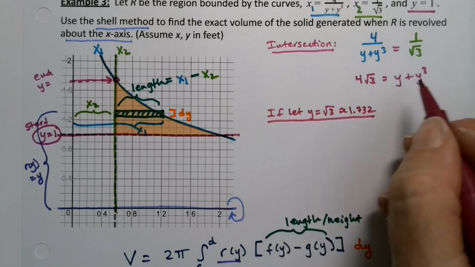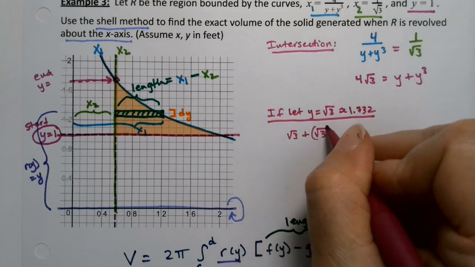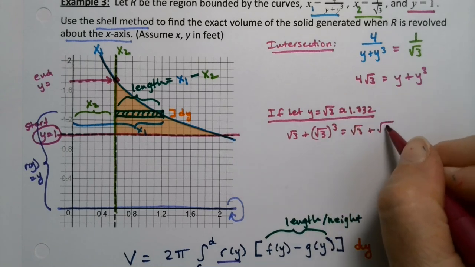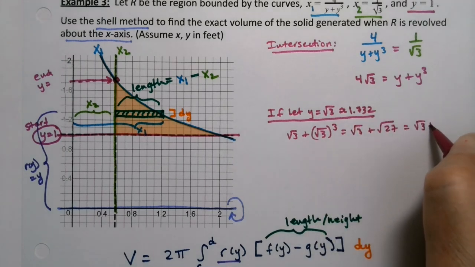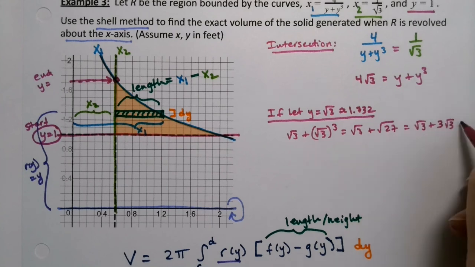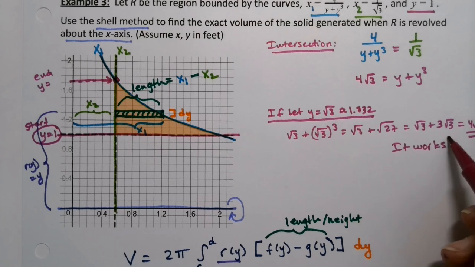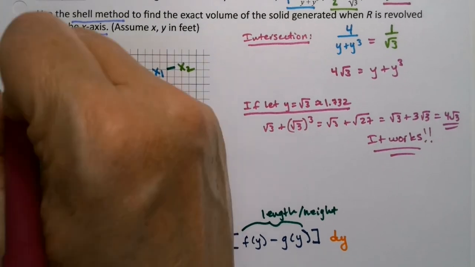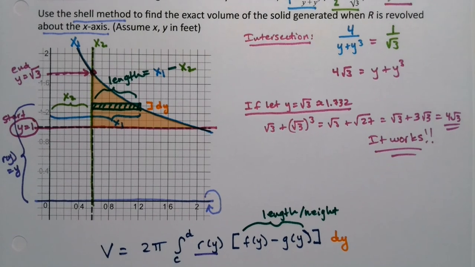What's y plus y cubed? Square root of 3 plus the square root of 3 cubed would be equal to the square root of 3 plus the square root of 27, because 3 cubed is 27, which is the square root of 3 plus 3 square root of 3, which is 4 square root of 3. It works. Right? 1.732 is the square root of 3. It's a decimal approximation, I should say, of the square root of 3.